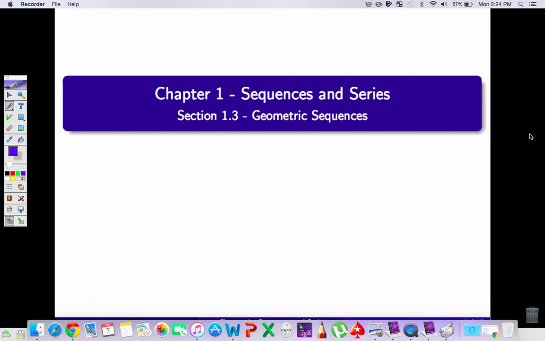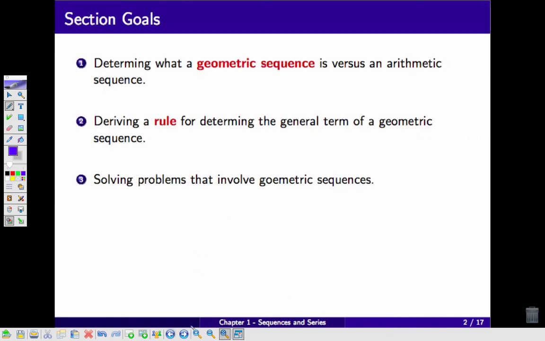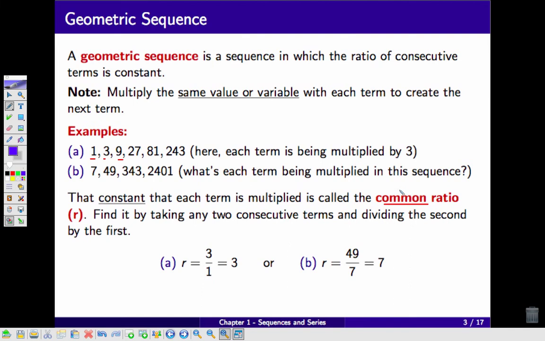Okay, so this section is going to talk about geometric sequences, something different than arithmetic sequences. Its difference, as you should know by now, lies in, instead of using d, we're going to use r as a variable that identifies the common ratio.